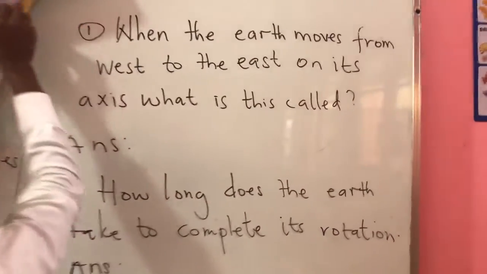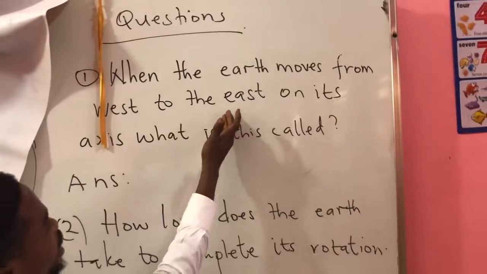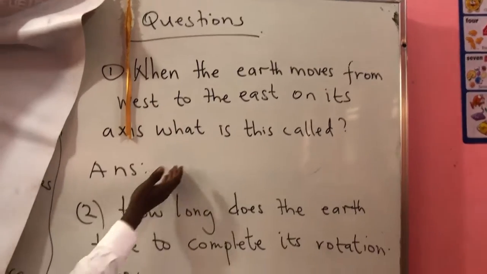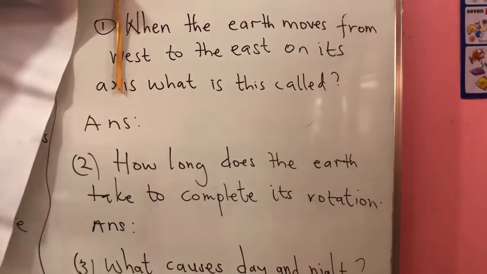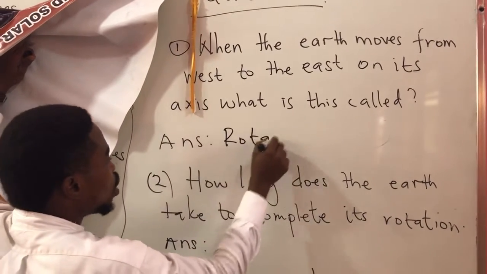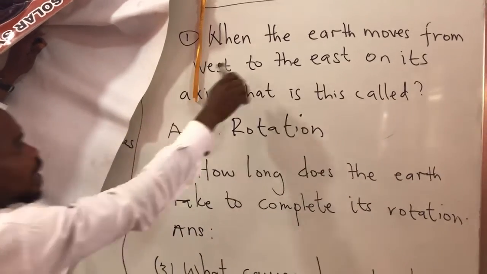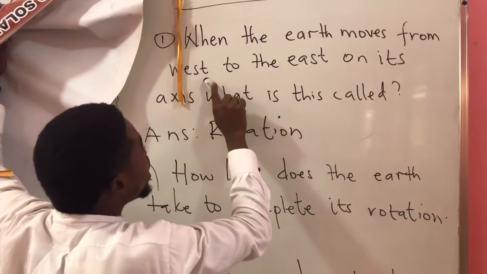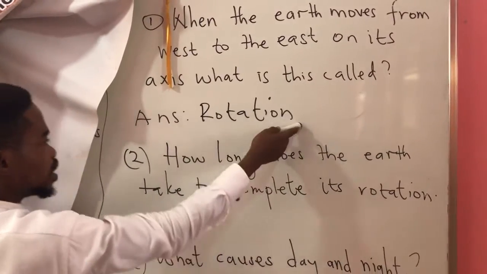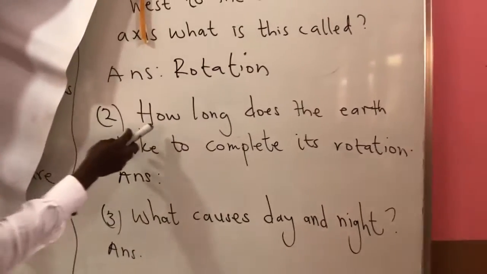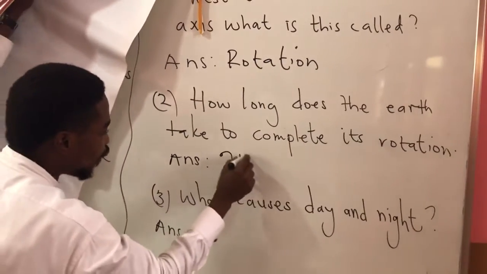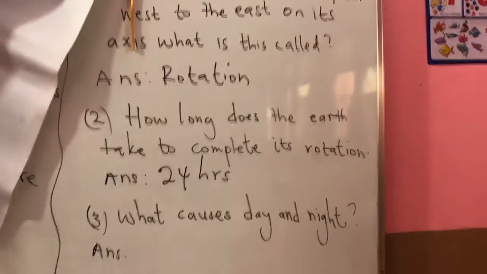When the earth moves from the west to the east on its axis, what is this called? It is called rotation. Question number 2. How long does the earth take to complete its rotation? It is 24 hours.